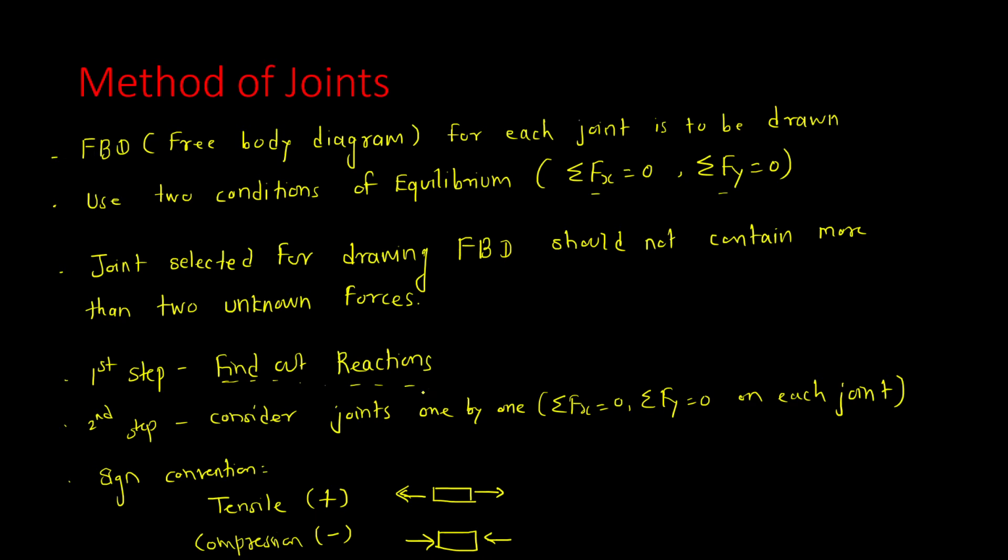Okay, so these are all the important points in method of joints. What is the first point? We have to draw the FBD for each joint. Then we have to use the two conditions of equilibrium, sigma Fx is equal to 0, sigma Fy is equal to 0. Now whatever joint we are selecting to draw the FBD, it should not contain more than two unknown forces. Then what is the first step while solving the numerical using method of joints? First find out the reactions. Then the second step is to consider the joints one by one and apply sigma Fx is equal to 0, sigma Fy is equal to 0.